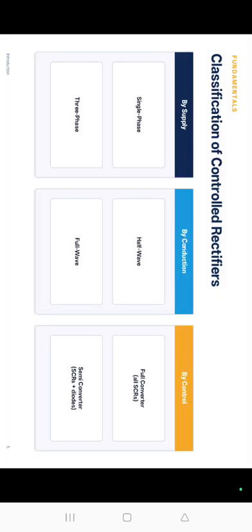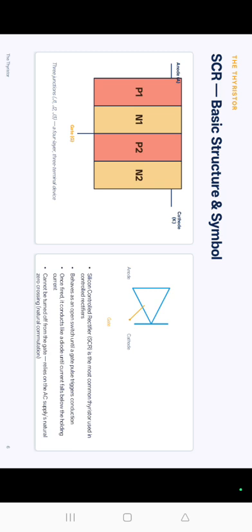Next one is the classification of controlled rectifiers. By supply, it is classified into two types: single phase and three phase. By conduction, it is classified into two types: half wave and full wave. By control, it is classified into two types: full converter and semi converter, that means half bridge.